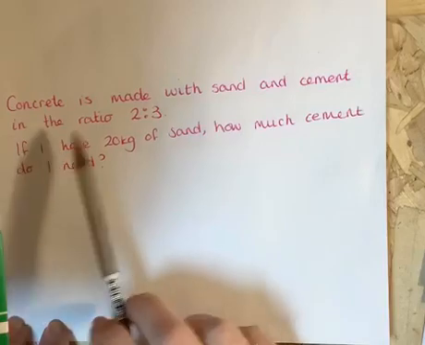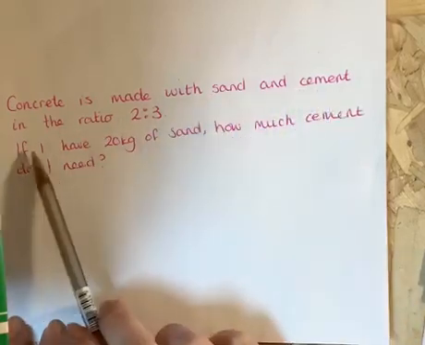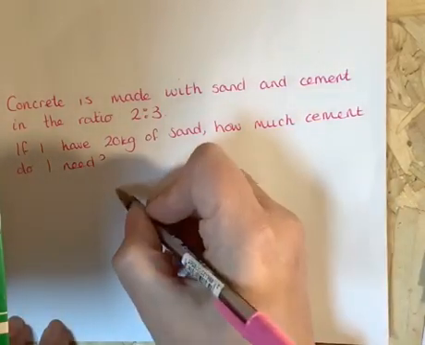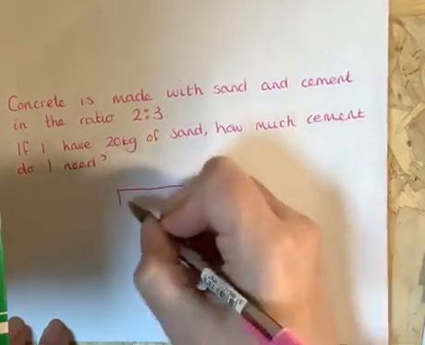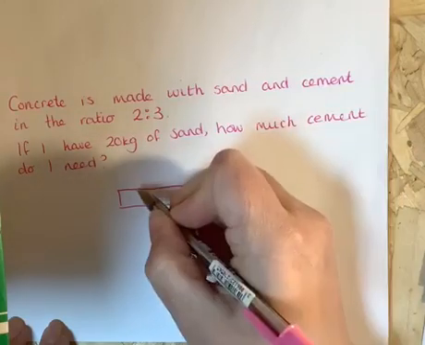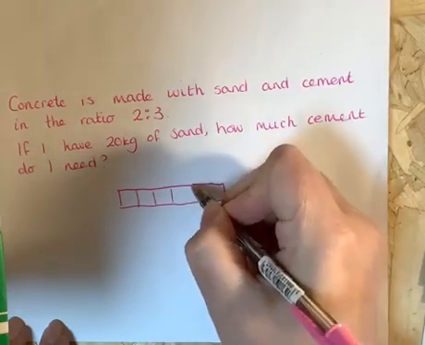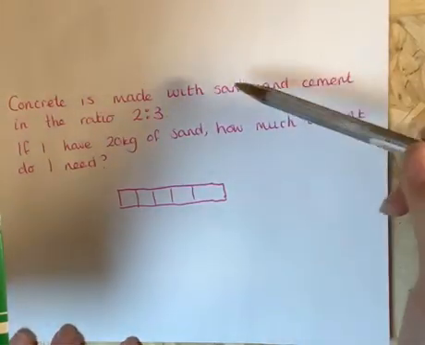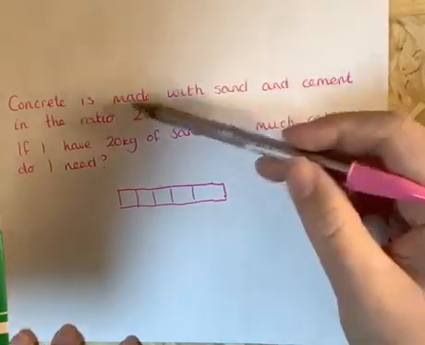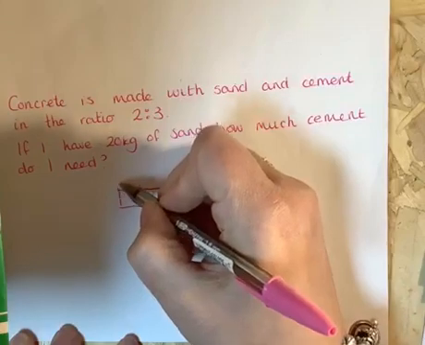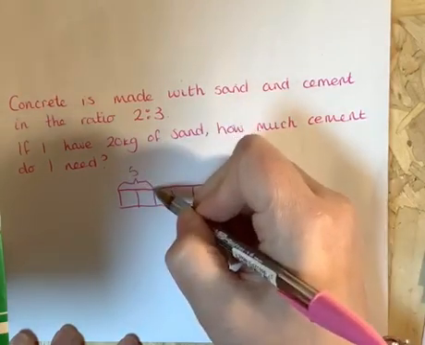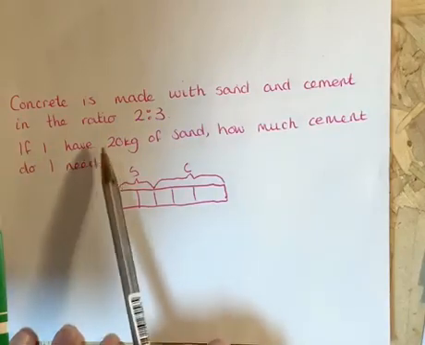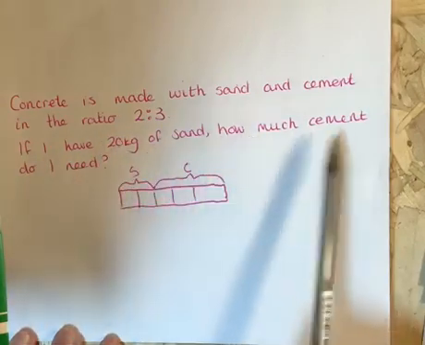Okay, so it's saying concrete is made with sand and cement in the ratio 2 to 3. So we know our bar model is going to need to have 5 parts to it. So if we draw our bar model, it's going to have 5 parts. Okay, again, easy with squared paper. So it's saying that sand, because the word that comes first is going to be the first part of the ratio, is 2 parts. So that's sand, and that's cement. Okay, and it says if I have 20 kilograms of sand, how much cement do I need?